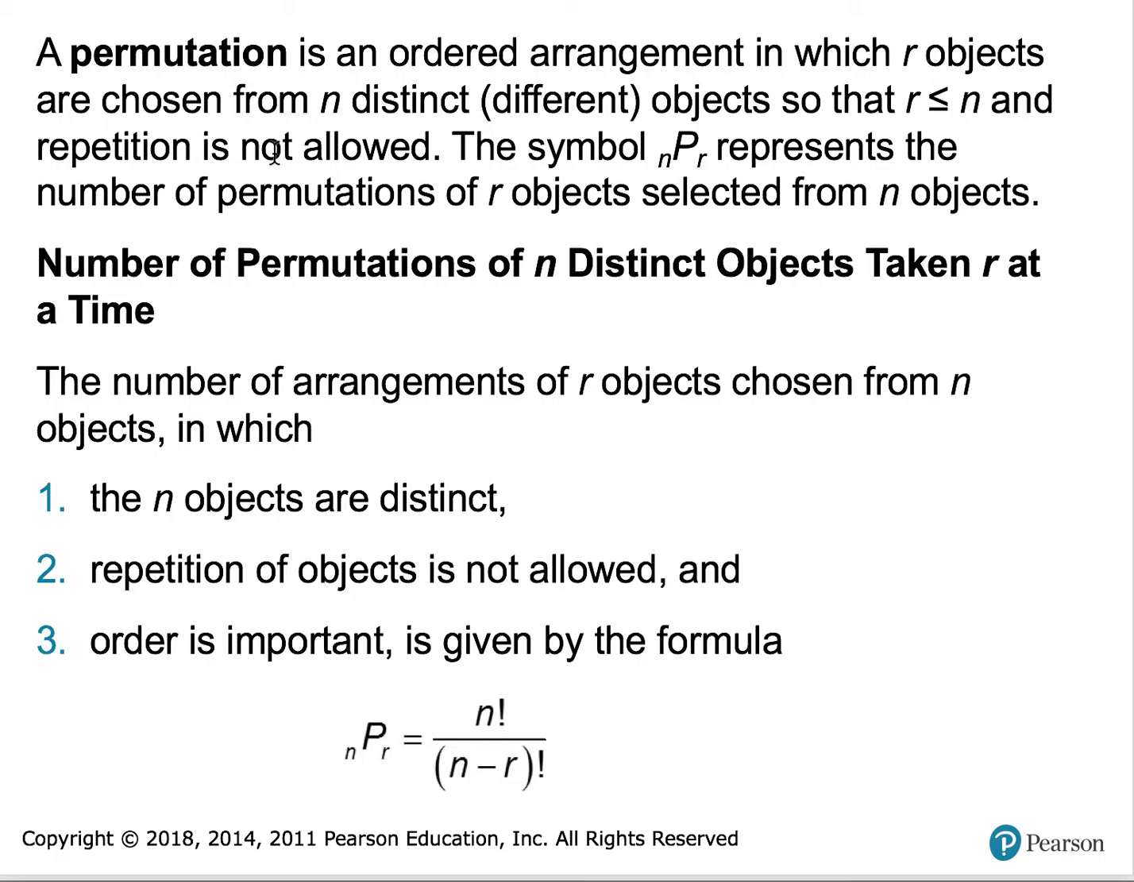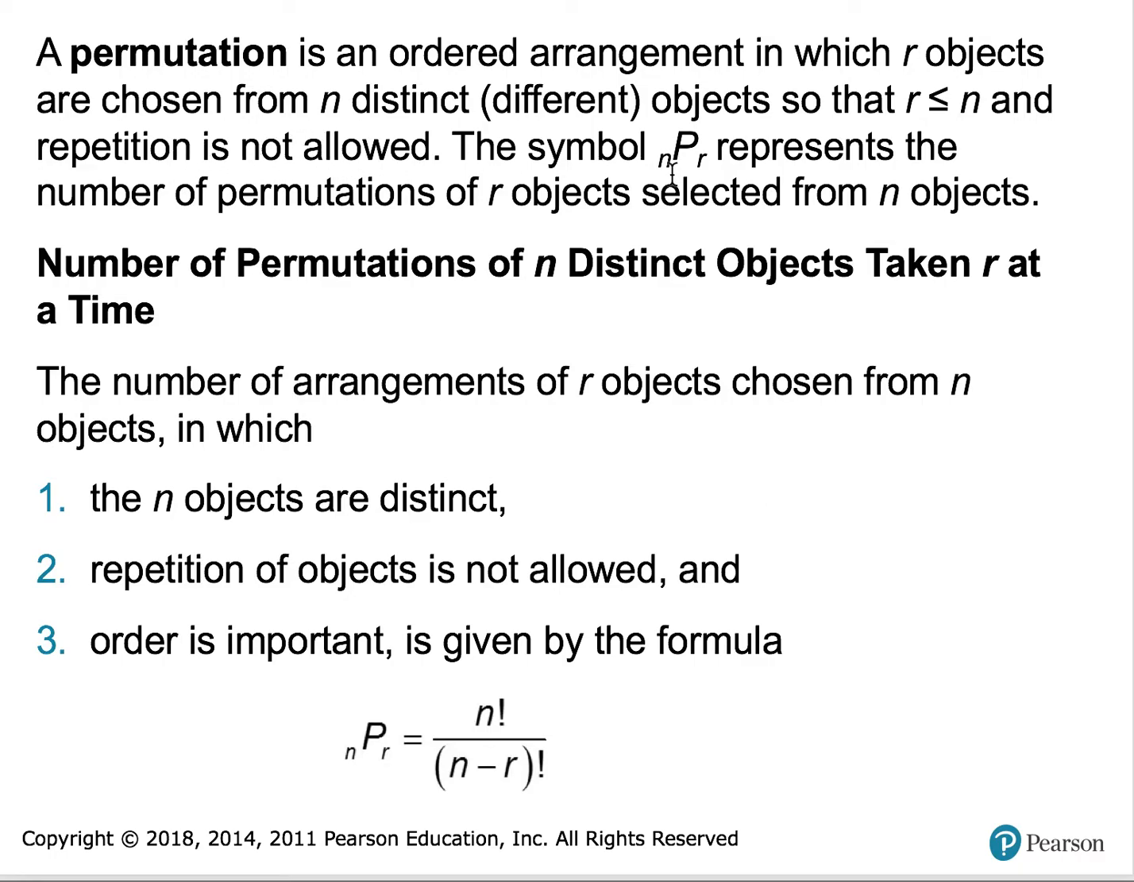Okay, a permutation is an ordered arrangement. This right here, underline that, ordered arrangement in which R objects, some number of objects, are chosen from some number of different objects, okay? And R, of course, has to be less than N. If you only have 2 apples, you can't choose 5, right? You only have 2 to choose from. And repetition is not allowed, okay?